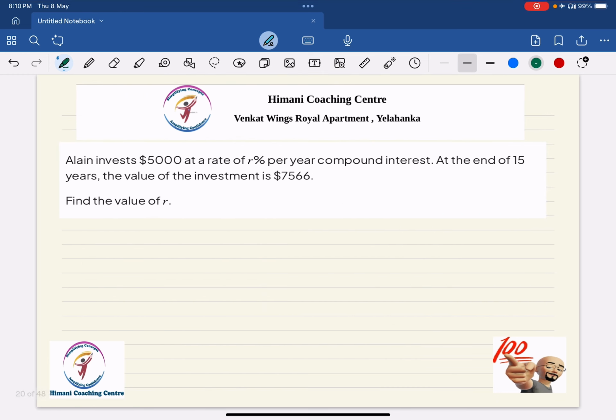Let's do that. What is here? Amount is this. So what am I doing? I am finding the 15th root of 7566 upon 5000, and that should be equal to 1 plus R over 100. Okay, students. Now let us find this value.